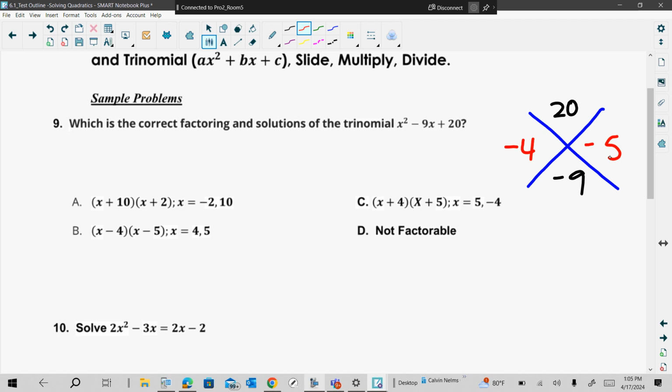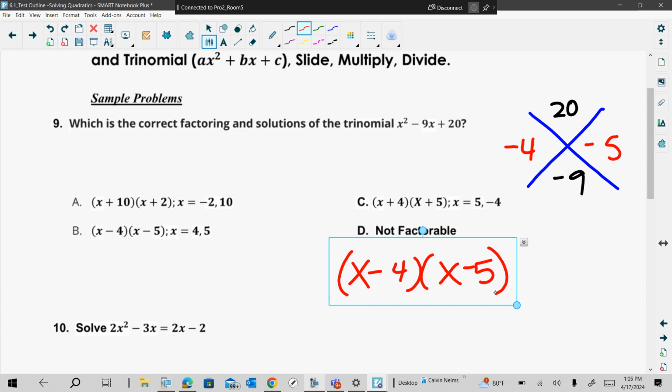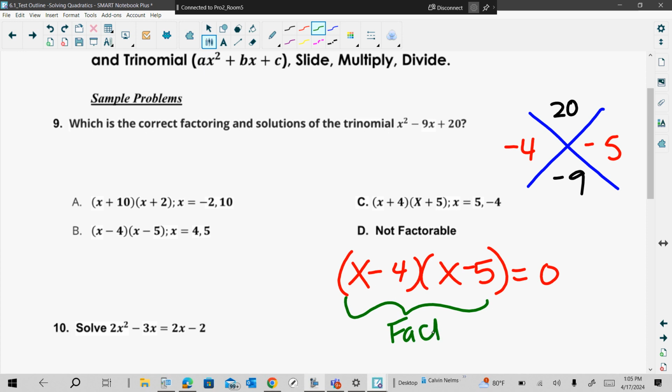No, that's x equals. That's not factor form. For factoring, you don't change the sign, but for x equals, you do. For factors, you don't change the sign. But once it's outside of parentheses, x equals, for the solutions, you do the opposite.